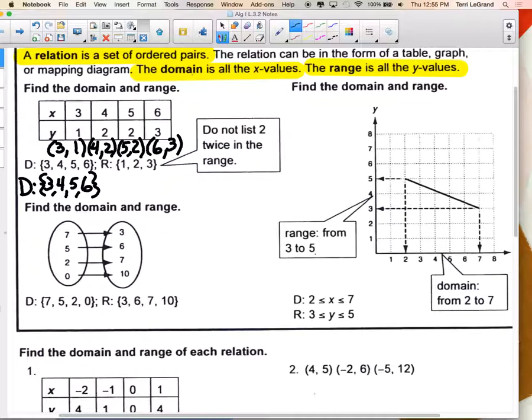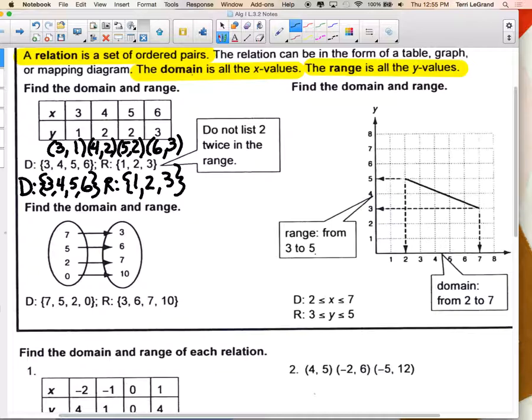Same thing goes for range. Set notation. Y values from least to greatest. But there are 4 y values. Why are there only 3 in this range? Amber? We don't want to list 2 twice. Yeah, we don't want to list 2 twice. We do not do any repeating. So we only list the values 1 time.